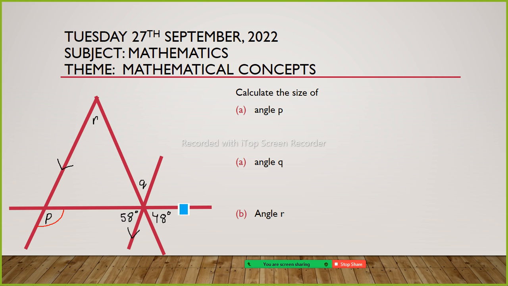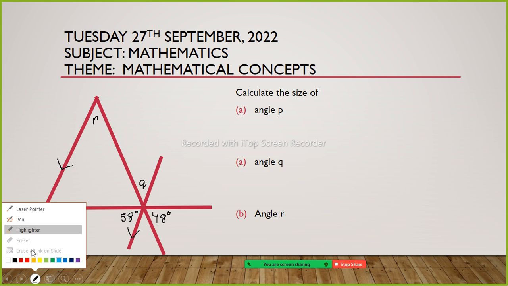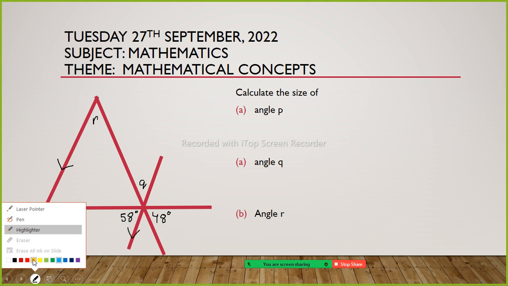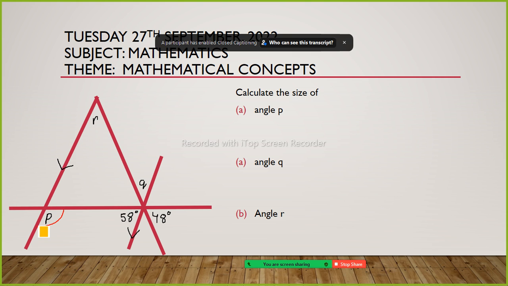All right, so what do we know about P and 58? Can someone tell me? What can we say about P? They're the same? No, they're not the same. What do we know about P and 58? What we just saw. They could be corresponding? They are not corresponding. I didn't say corresponding. Co-interior. They are co-interior angles, right?